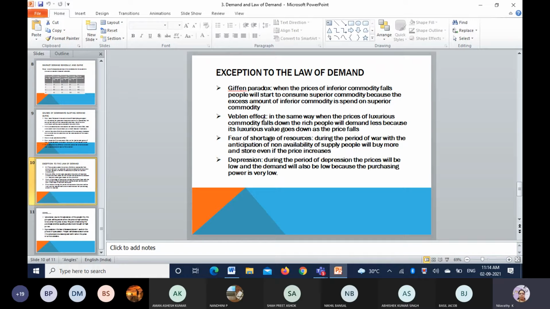Why? Because again, rich people, why are they buying it? Because it has that prestigious value. If that prestigious value is not going to be there, then they will not be buying it. So why are they buying diamond? Because it is a prestigious one. Why are they buying platinum? Because it is a prestigious one.